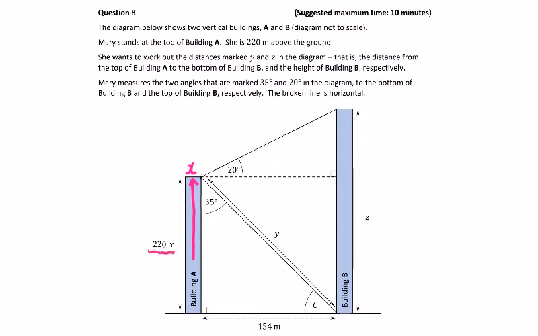So we're just dealing with trigonometry here, triangles and angles. What are we asked to find? So she wants to work out the distances marked y and z. Here's y and here's z. That's the distance from the top of building A to the bottom of building B, and the height of building B respectively. A lot of information, but really all we have here is 2 triangles, and we want to find y and z.